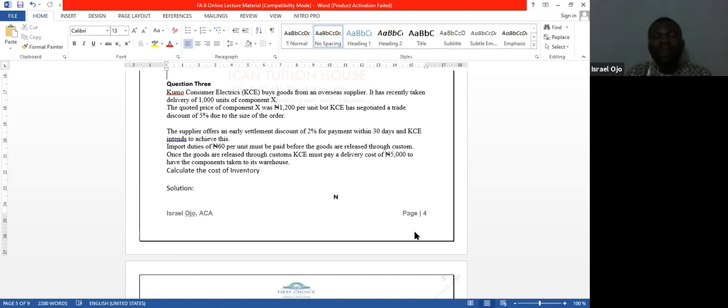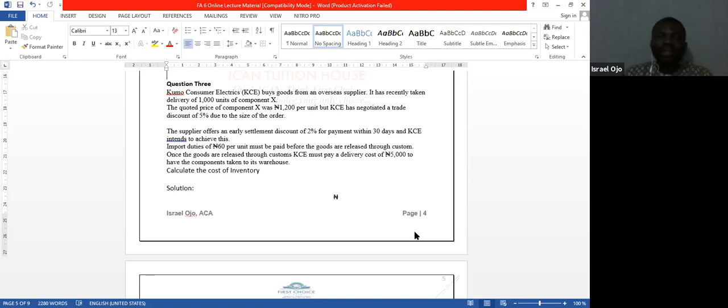The supplier offers an early settlement discount of 2%. Now, at this moment, you don't know if you are going to enjoy it or not. It is not fully ascertained if you are going to take advantage of that 2% or not. So that 2% will not be used to reduce our cost of inventory. It will not be relevant or used to reduce our cost of inventory at the moment. But if later on you take advantage of it, it will not be used to reduce the inventory later. But for this calculation, for us to know our cost of inventory, it will not be recognized.